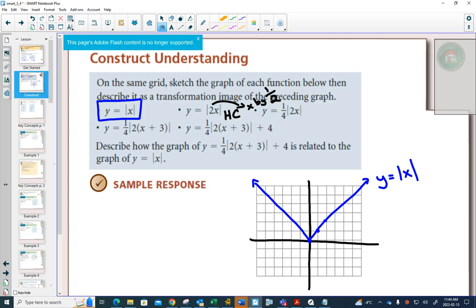We're just going to look at that right beside it there. So that 2 would be a horizontal compression. X would be multiplied by 1/2. Then in the next one, the only thing that's added new is the 1/4. That 1/4 will be a vertical compression, and you can write beside that one, that would multiply your y values by 1/4.